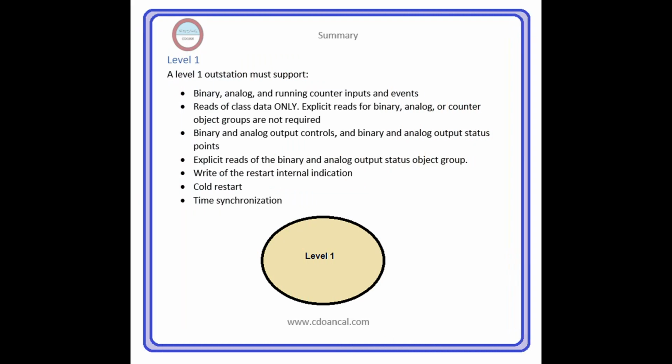Features that a level 1 outstation must support include binary, analog, and running counter inputs and events, reads of class data only. Explicit reads for binary, analog, or counter object groups are not required. Binary and analog output controls, and binary and analog output status points. Explicit reads for the binary and analog output status object group. Write of the restart internal indication, cold restart, and time synchronization.